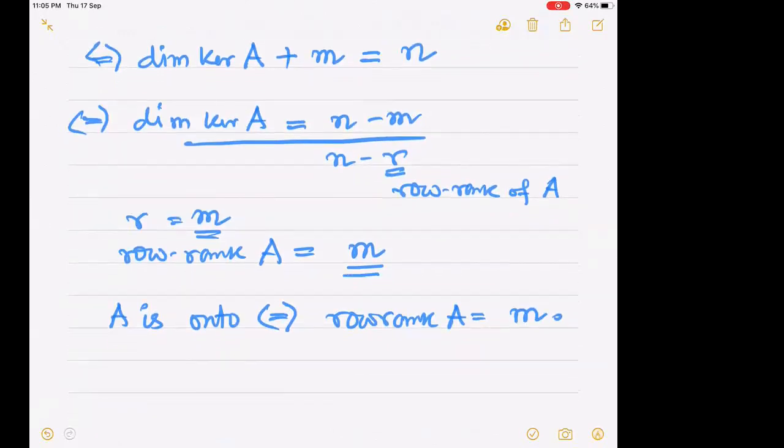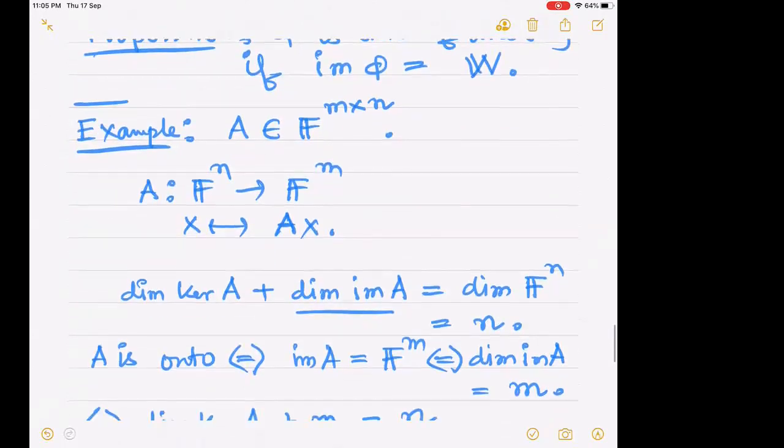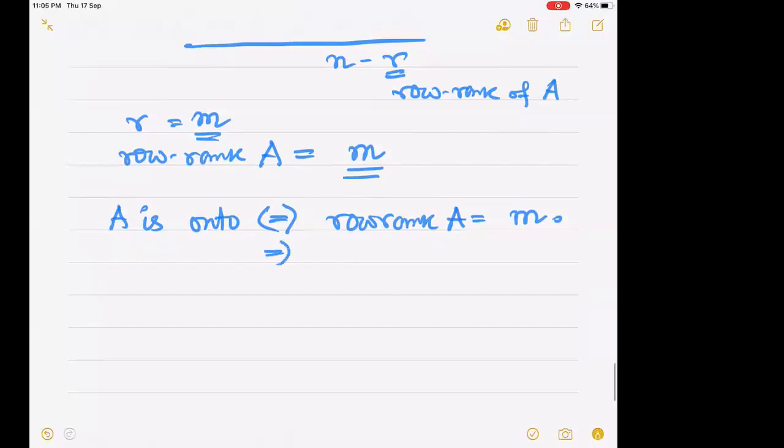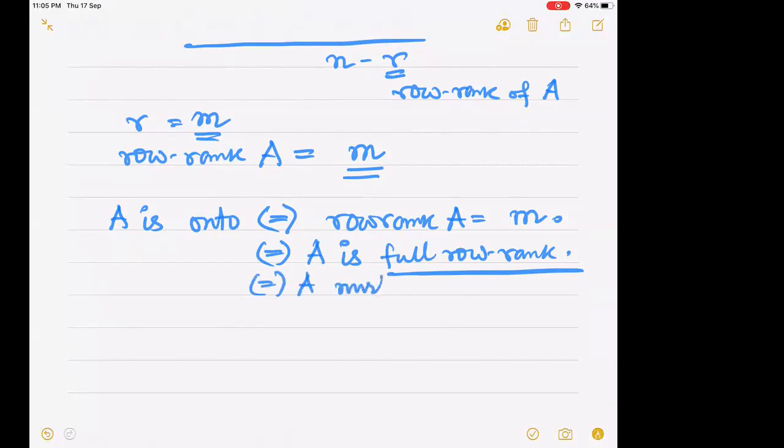But what is m? Look at the matrix now. The matrix A is m cross n, so it has m number of rows and n number of columns. So row rank equal to m means A has its row rank exactly equal to the number of rows that it has, which means A is full row rank. Whatever is the number of vectors that we have, all of them are linearly independent. So this means A must have linearly independent rows. You see, all these are kind of dual ideas.